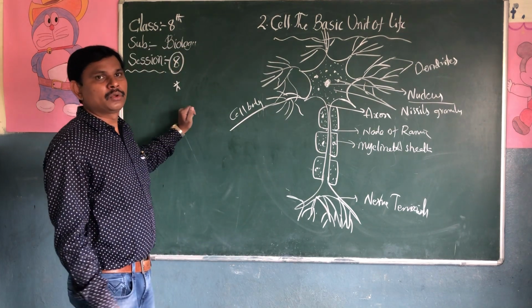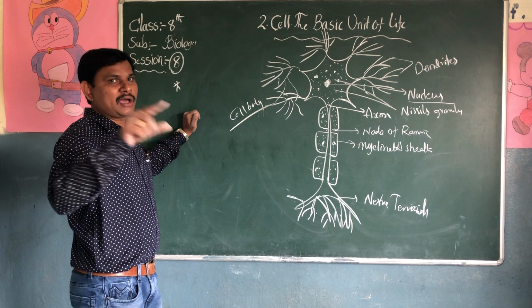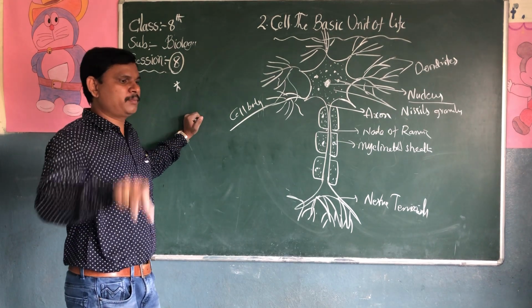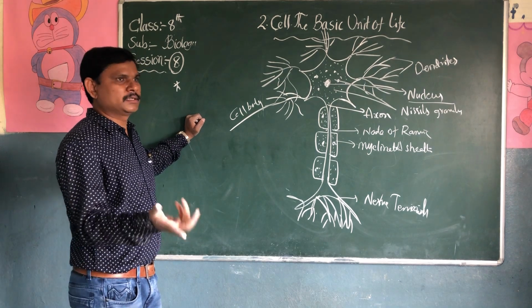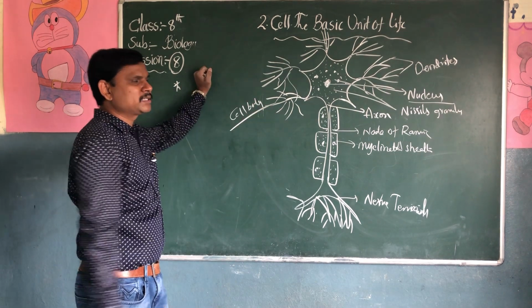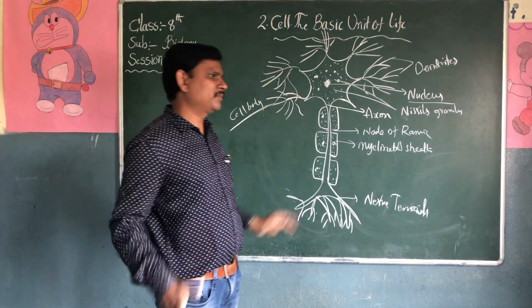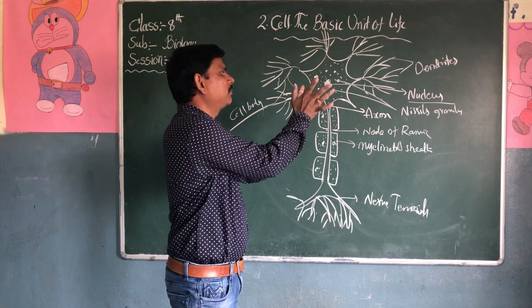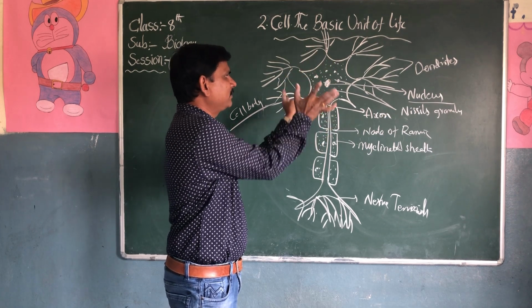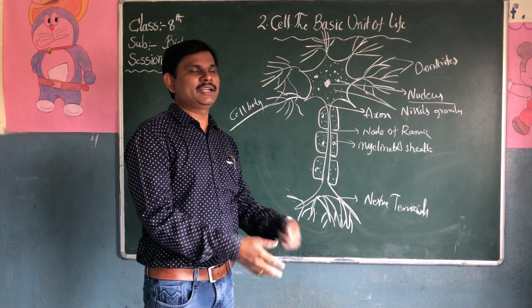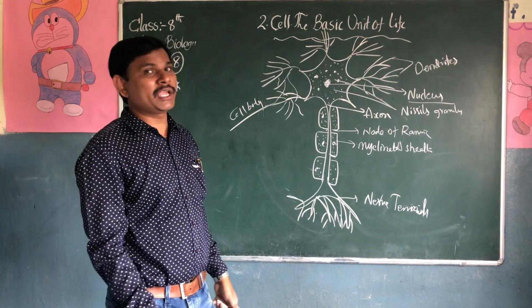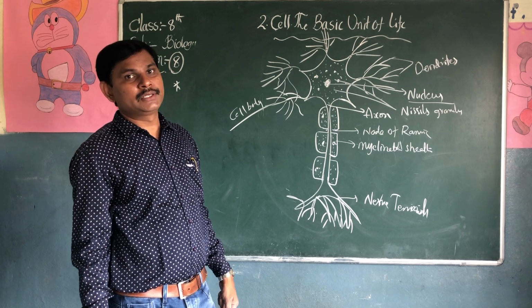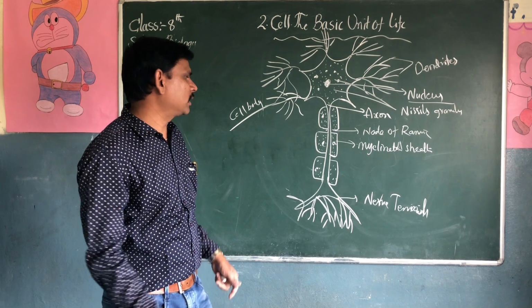Smooth muscle cells are rod shaped, and bone cells are star shaped. What is the shape of this nerve cell? It looks like a tree, with roots and branches: a stem, branches, and leaves. Nerve cells are located in the brain and the spinal cord.